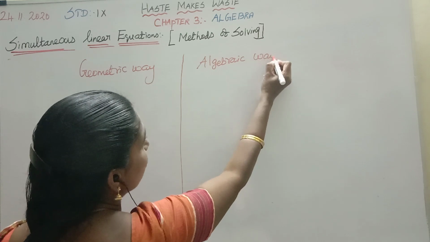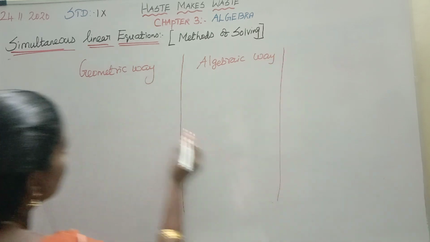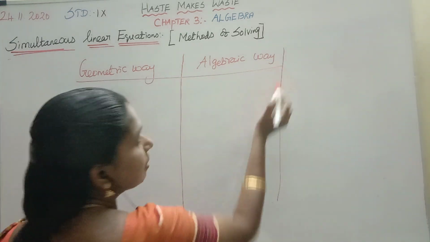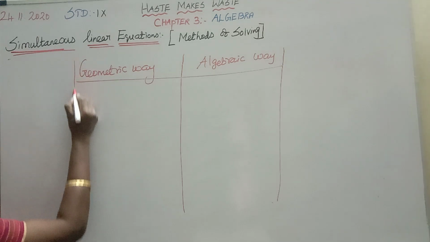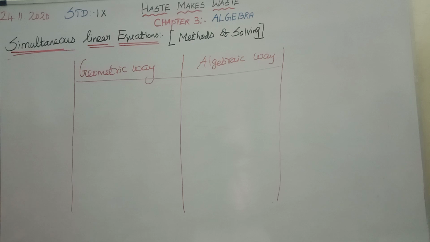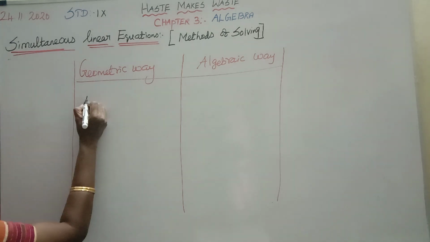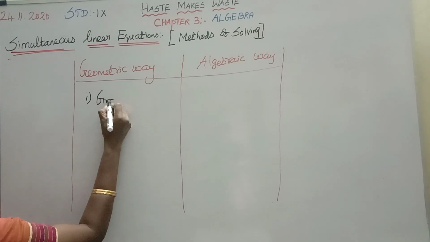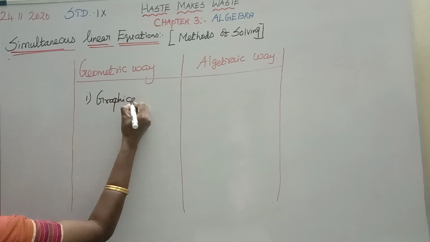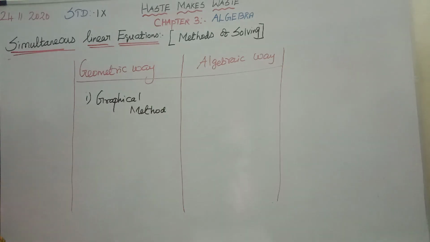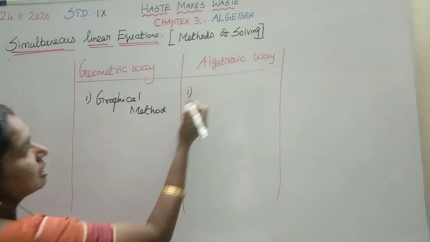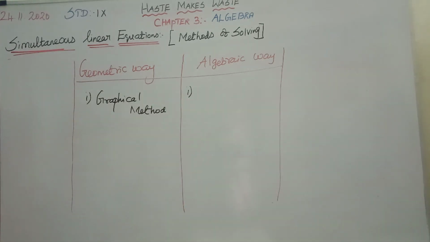We should know in what ways we are able to solve. In this lesson we are following only the geometric method, but in the next exercise we are going to see the other algebraic ways. The first way, the geometric way, is nothing but the graphical method. The geometric way of solving simultaneous linear equations is only the graphical method. And here there are 3 methods. The first one is the substitution method.